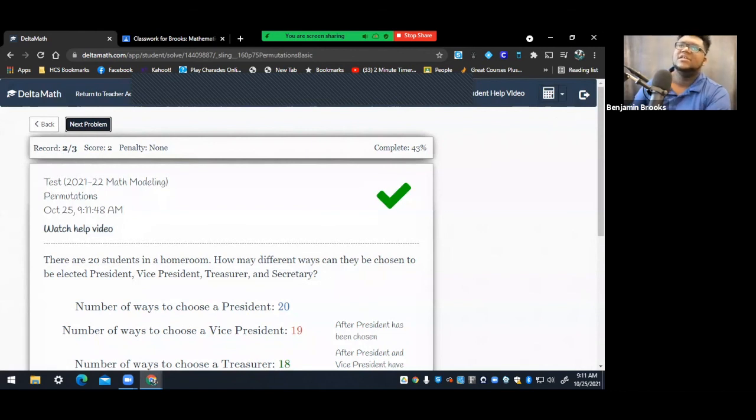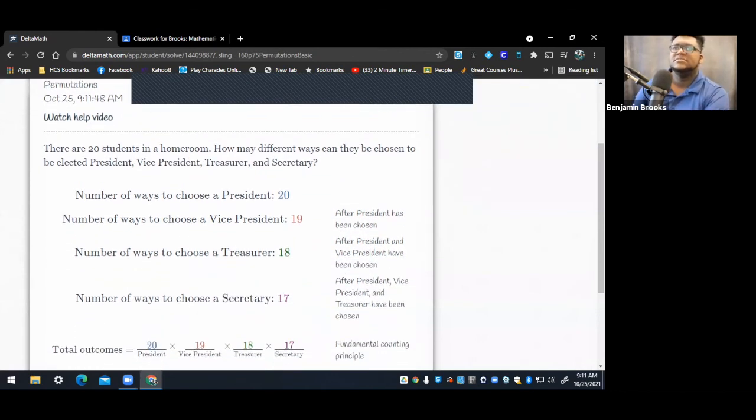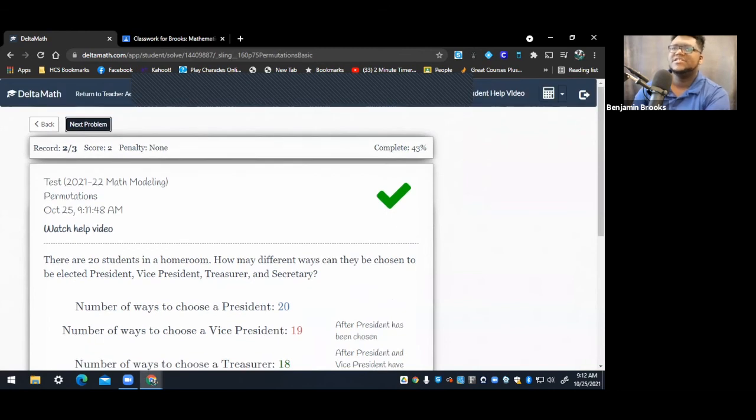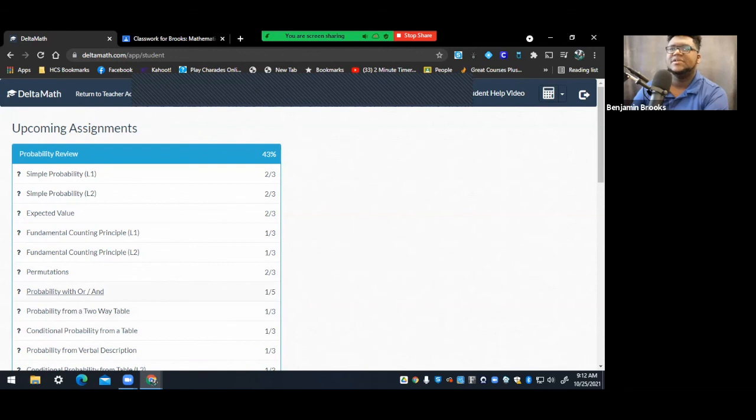Everybody cool with that? Y'all see what we did? Basically, we just did 20 times 19 times 18 times 17 because that's the slots that we had. And that's how permutations work, right? That's how permutations work.